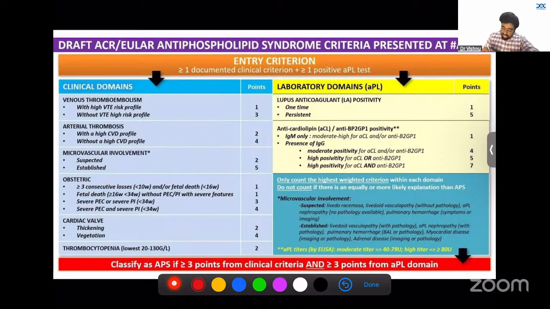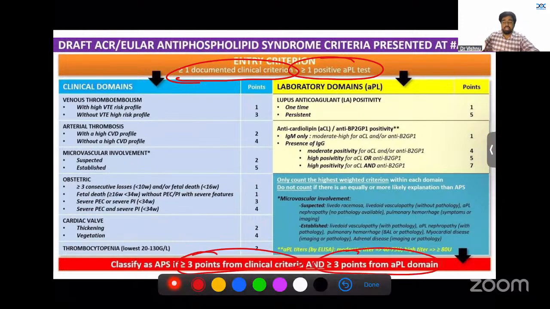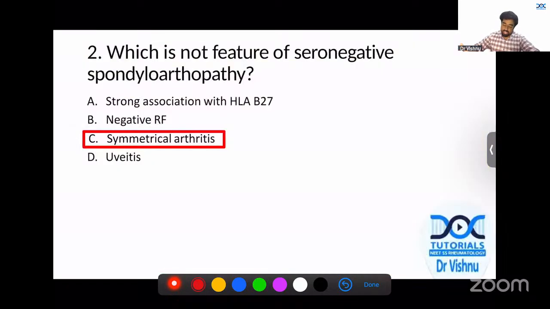At least the main things you can remember: they've divided into clinical domain and lab domain separately, and the entry criteria is that at least one clinical domain and at least one lab domain has to be there. And for the patient to be classified into APS, 3 points from clinical and 3 points from the aPL domain. This is what you need at least, right, for a classification into APS.